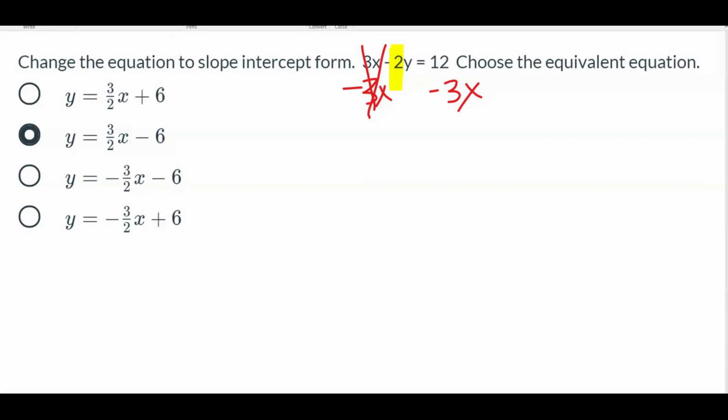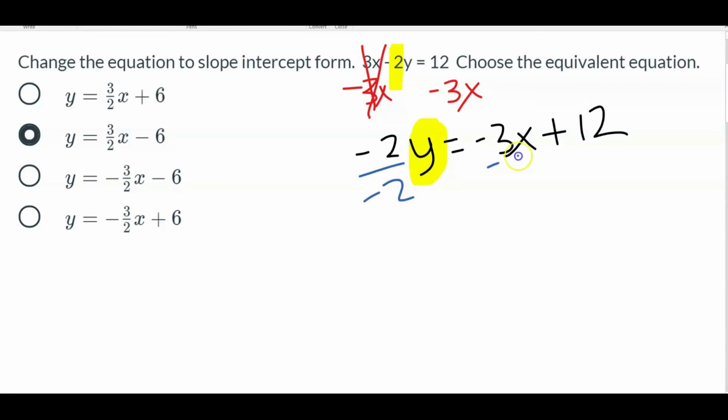So I'd subtract 3x from both sides, and that's going to leave me with negative 2y equals negative 3x plus 12. So I just move that 3x to the other side by subtracting. Now I have to get rid of the negative 2 because I want this y to be the only thing over here. So I have to divide by negative 2 on every single term on both sides of the equation. And that's going to get rid of this. Now it's like I want it to look.